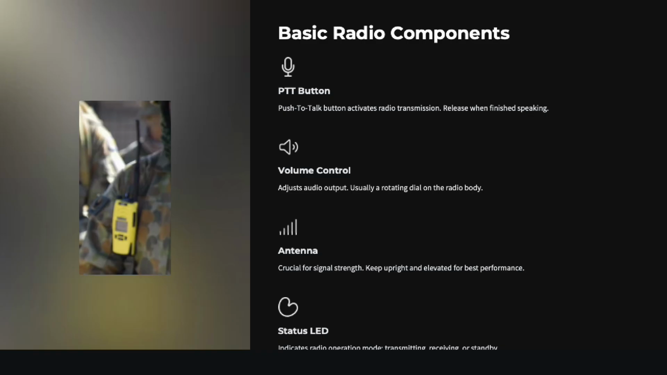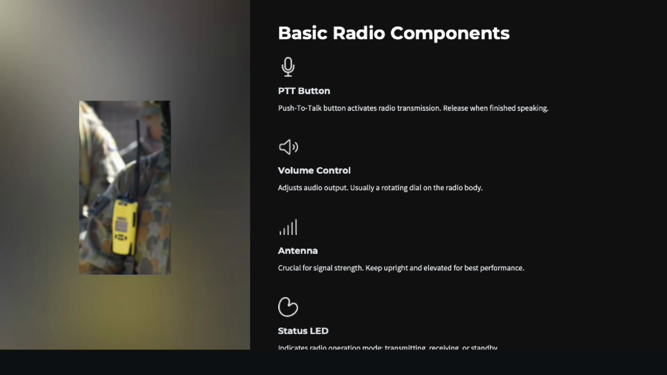So there are 4 main components to the radio that you need to know. First is the push to talk button, or the PTT. So you hold that button down to transmit, and when you release, you will stop transmitting and be able to receive signals. Secondly, there will be a volume control somewhere on the radio. Sometimes it's a button, sometimes it's a twist knob, but that is to adjust your volume.